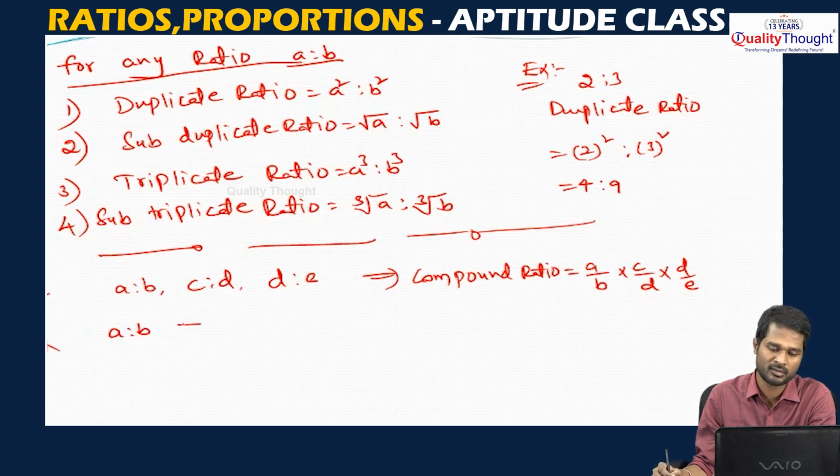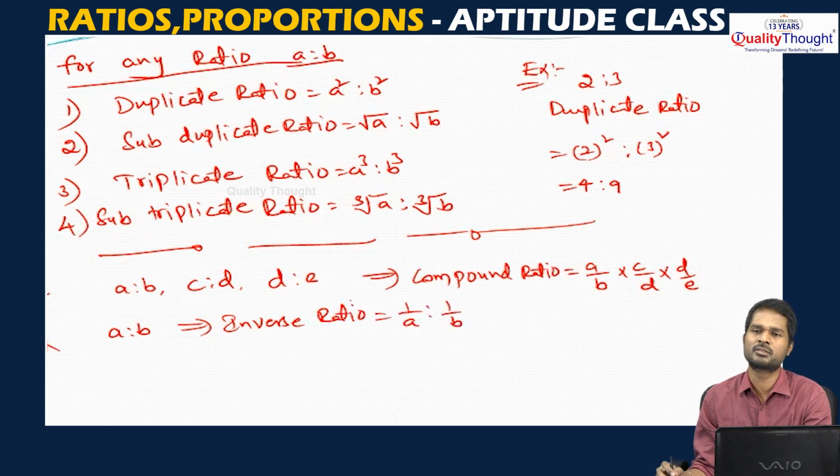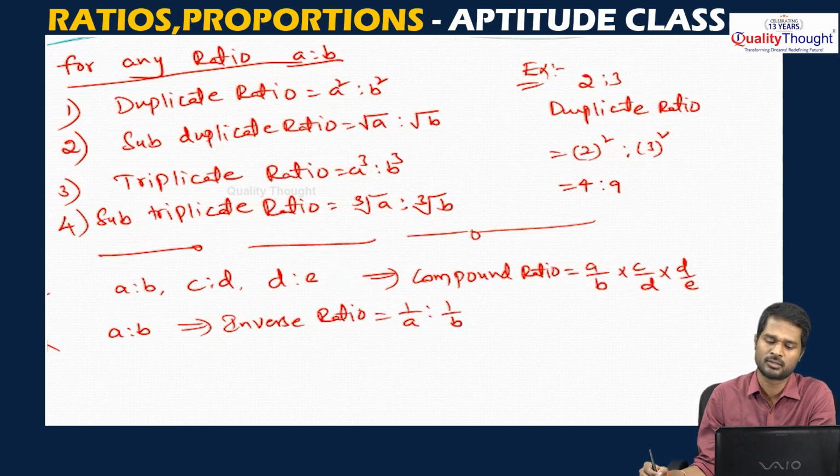For any ratio A is to B, the inverse ratio will be written as 1 by A is to 1 by B. Inverse means you need to take it in the reverse form, which is A is to B will become 1 by A is to 1 by B, which will become B is to A. This is how we will take the inverse ratio of A is to B. So given ratio is A is to B, inverse is 1 by A is to 1 by B.